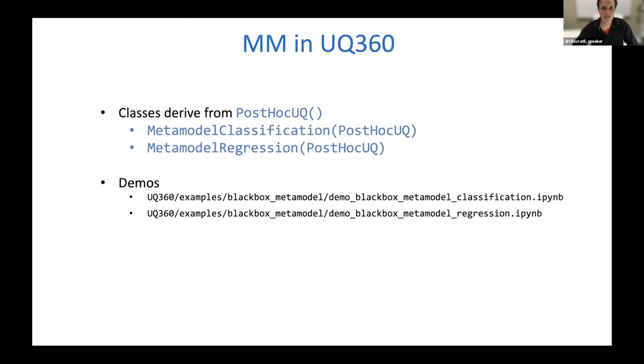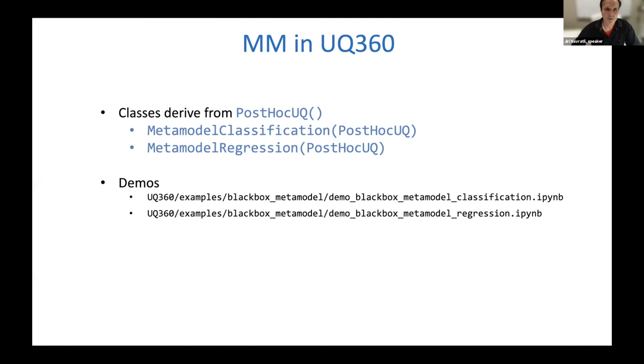Now in the toolkit per se, we have all of these meta-modeling versions deriving from one abstraction, the post hoc UQ, which you will see if you have downloaded the toolkit. So you can either derive from there to implement your own meta-modeling approach, but we also provide two main flexible classes, one for classification, one for regression, that I will demonstrate now.